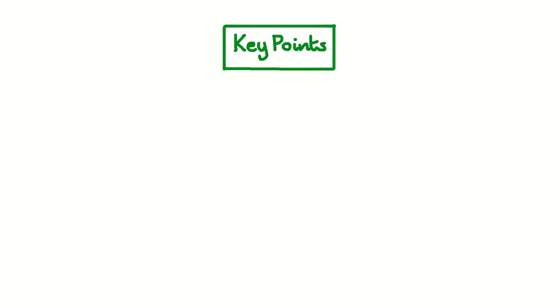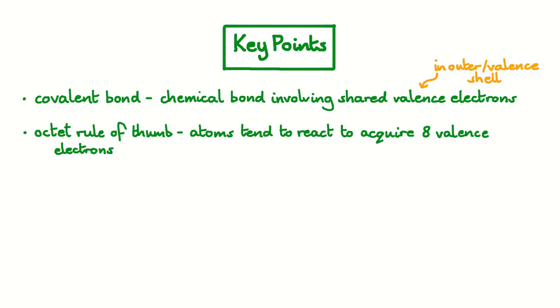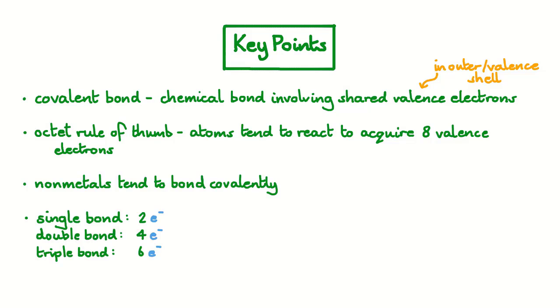Now let's have a look at the key points. A covalent bond is a chemical bond involving shared valence electrons. We can predict the number of covalent bonds that would form between different atoms using the octet rule of thumb, which tells us that atoms tend to react to acquire 8 valence electrons in total. And nonmetals, either with themselves or other nonmetals, tend to bond covalently. And the main types of covalent bond are single bonds involving 2 shared electrons, double bonds involving 4, and triple bonds involving 6.